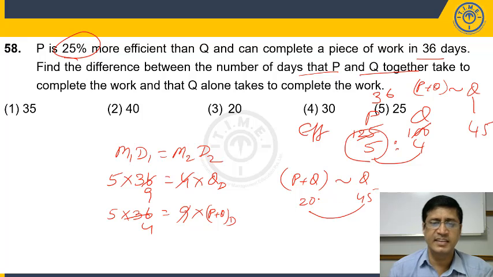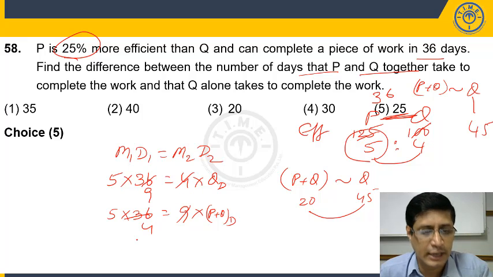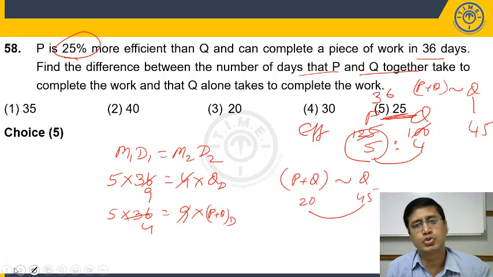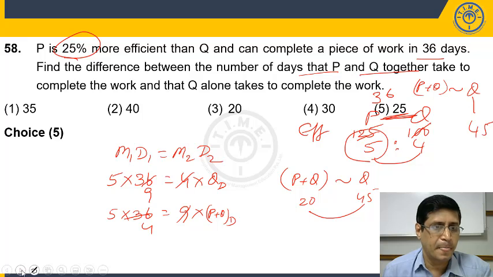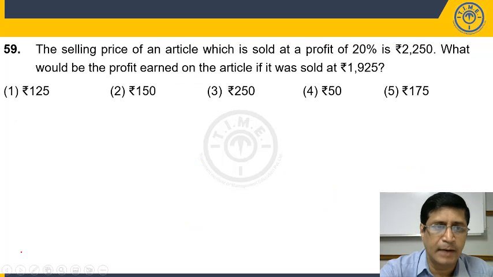So what is being asked here? The difference in these two parts. So how much is the difference of these two days? It is 25 days. Option number 5, the fifth choice is the right choice. Now look at this example.